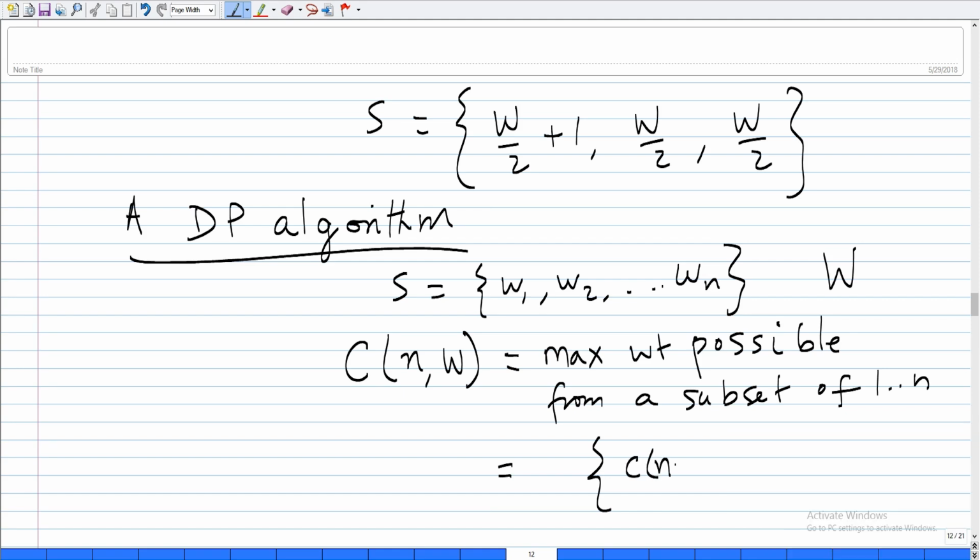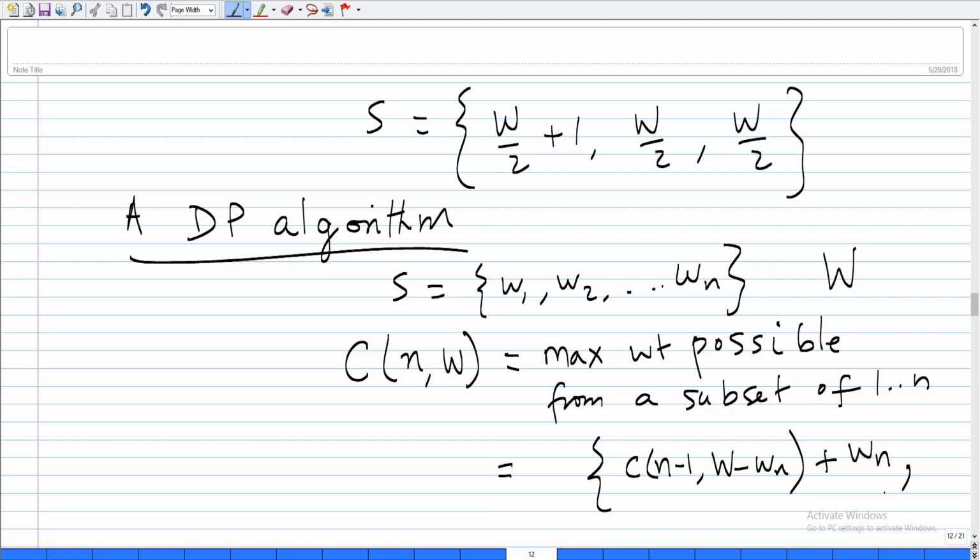C of n minus 1, W minus Wn, right? How much does the weight reduce from? Because I picked the last object into my knapsack, so my residual weight is W minus Wn. Pick the maximum possible subset from 1 to n minus 1. Is that all or anything more? Plus W1 because I have added W1.